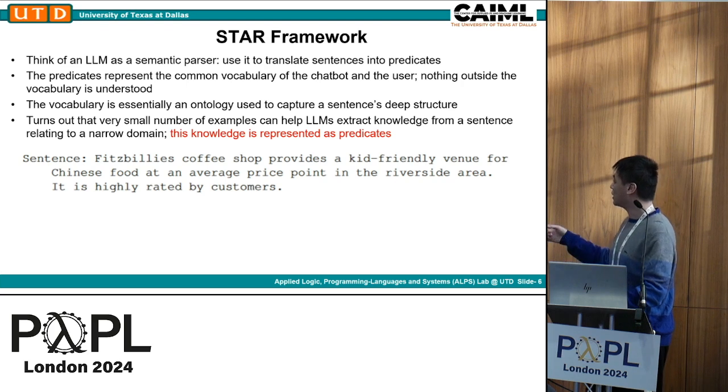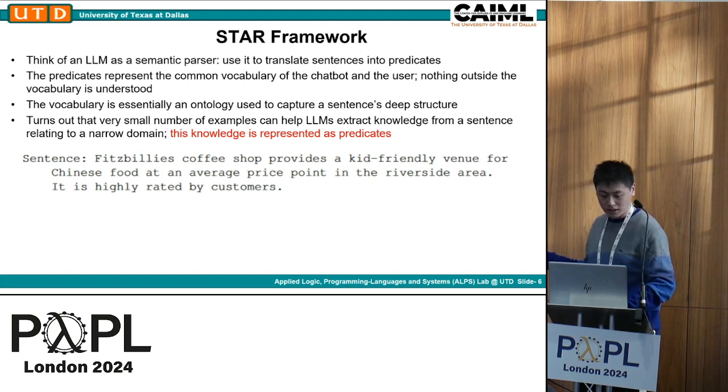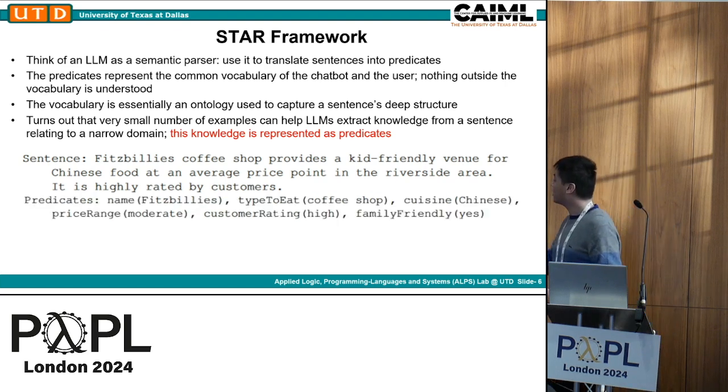The sentence: "The Fitzbilly's coffee shop provides a kid-friendly venue for Chinese food, with an average price point, in the Riverside area, and is highly rated by customers." Once we give them the vocabulary, here the vocabularies are the name, the type to eat, the cuisine, the price range, the customer rating, and family friendly. The LLM will generate the predicates like this.